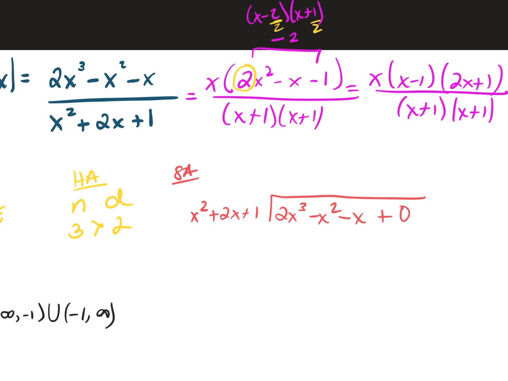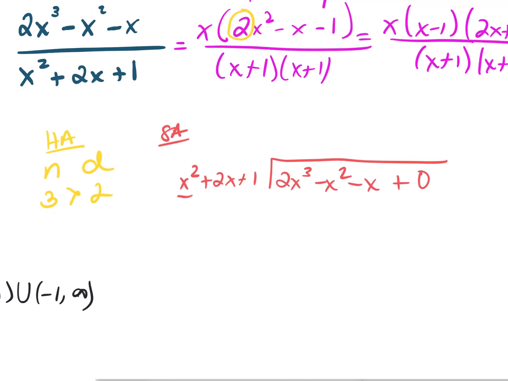Plus 0. How come? We don't have a constant, so we need a placeholder for it, okay? So now we're just going to do our old-fashioned long division. X squared into 2x cubed: 2x. Okay. Get your subtraction ready.